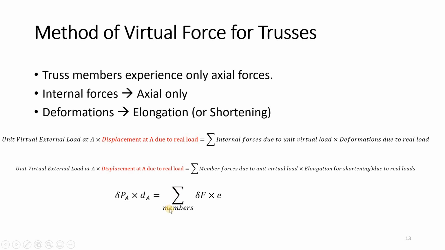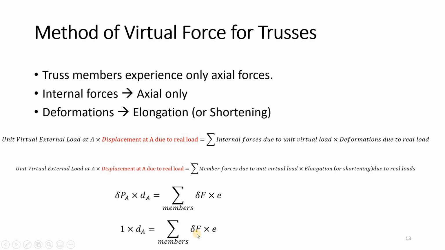So you need to just sum these up for all members, and you will be able to calculate because this will be equal to 1. We will apply a unit virtual load, and this will be equal to 1. So we can say that this equation is sufficient to calculate the displacement at A, and this is what we wanted to find. Just recall the goal of this discussion: displacement at A. This was something that we needed to determine.